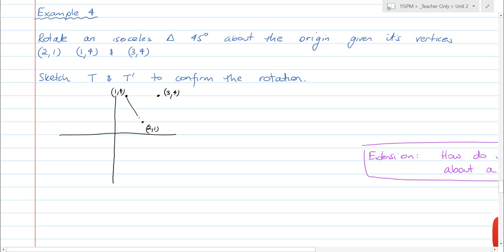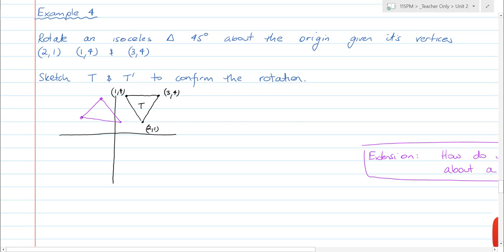And there's my triangle, and that's T. And I already know that if I rotate this 45 degrees about the origin, it's going to end up somewhere such that this line here is on an angle of 45 degrees, and it's probably going to go down like that. That's what I'm expecting to happen. That's about 45 degrees around the origin.